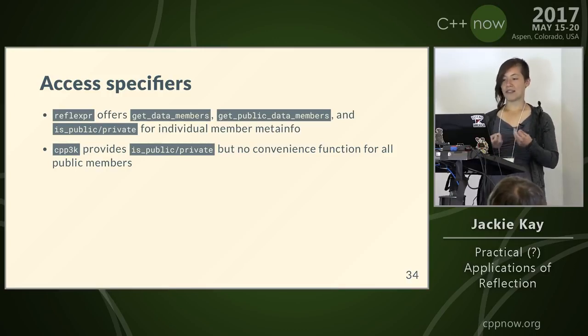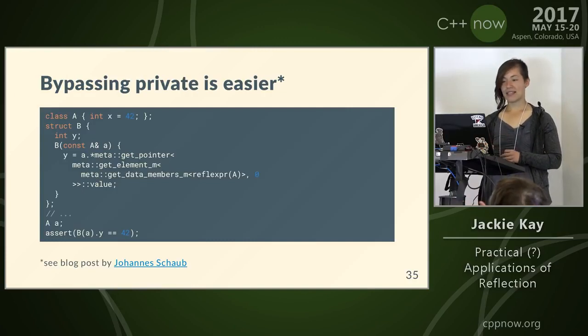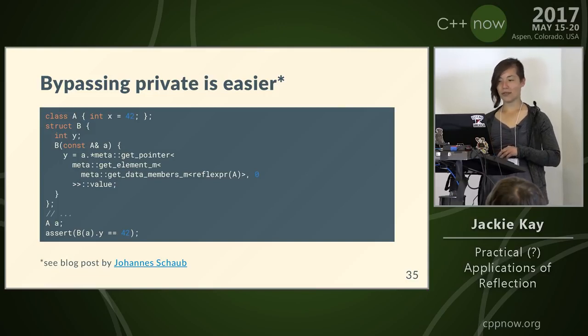So if you have something that gives you all the data members, you can then switch on if this is private, then don't do anything with it. As you can imagine, bypassing private is really, really easy with this implementation. Actually, I'm going to say easier, because in the language as it is today, you can bypass private using some crazy stuff. And there's a blog post. You can Google bypassing private in C++ to find it.